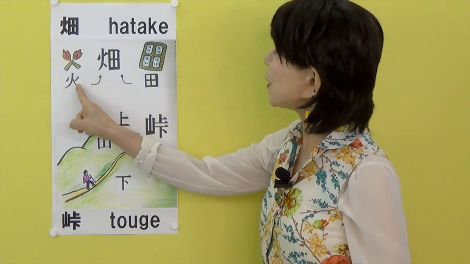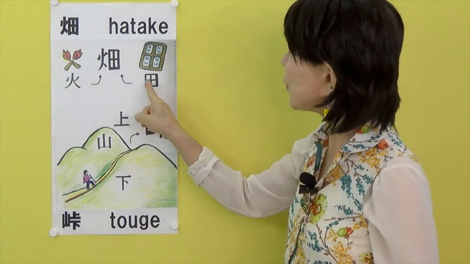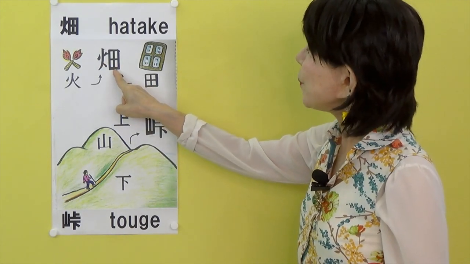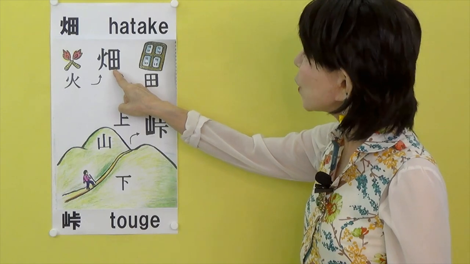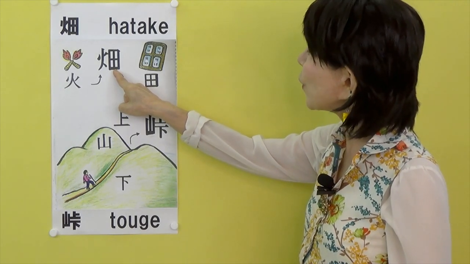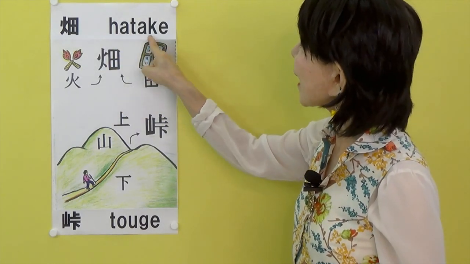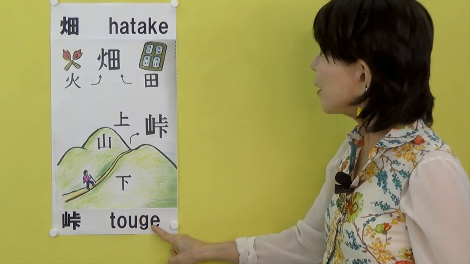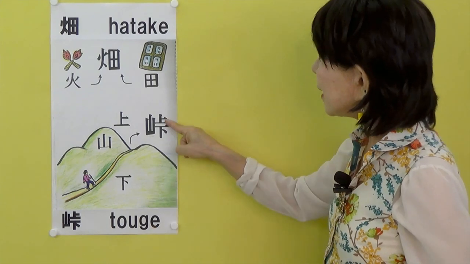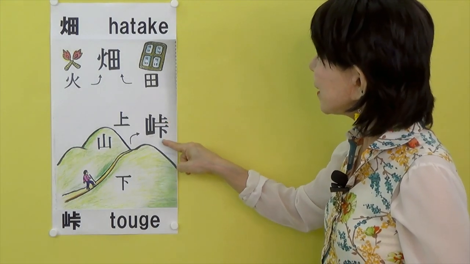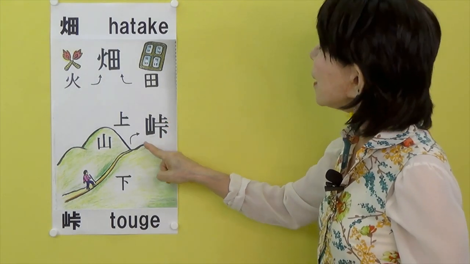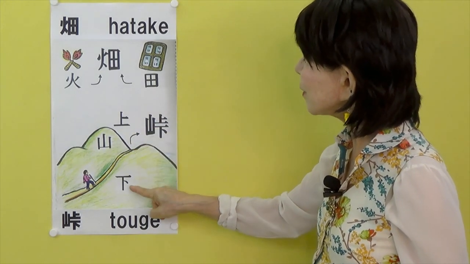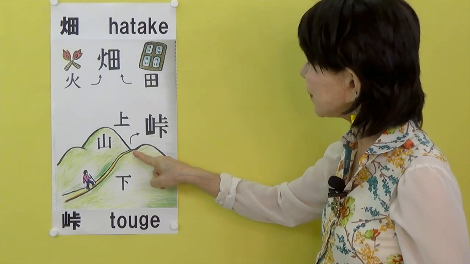In contrast with water, they put fire with this character and created this new character, meaning a field where crops other than rice are grown. It reads hatake. This character reads touge, meaning a mountain pass. This kanji means up. This kanji means down. A mountain pass is a place between up and down roads in a mountain.